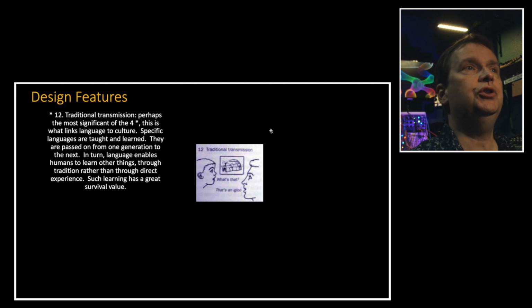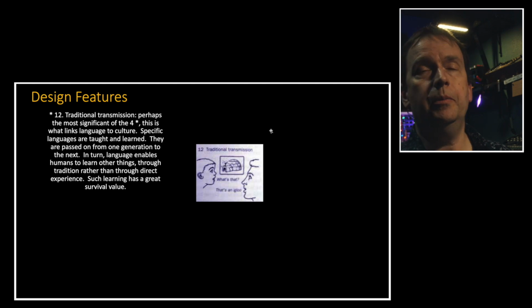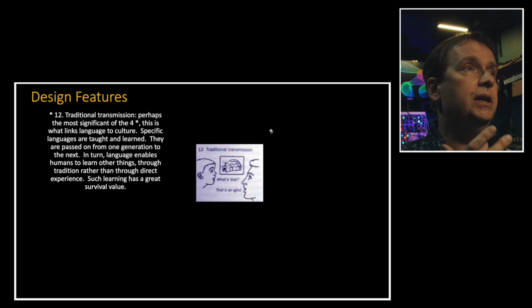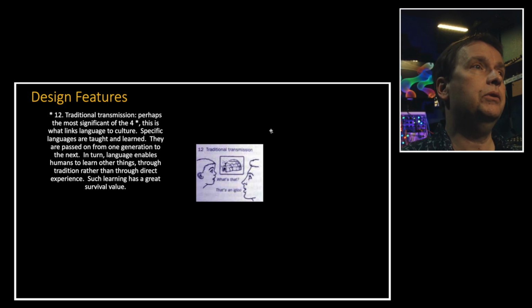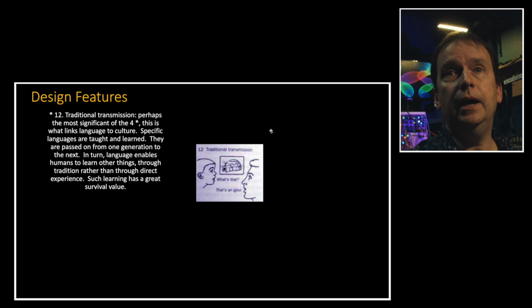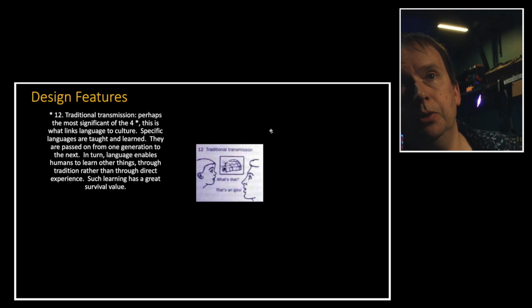Traditional transmission. This is maybe the most significant of these last four. Specific languages are taught and learned. They're passed on from one generation to another. In turn, languages enable humans to learn other things through tradition rather than direct experience. Such learning has a great survival value. So you can learn something like, if you take, let's say, a manual to something, I can go through this manual, read it all, and learn whatever it is that it's teaching me, and I don't actually have to maybe go and talk to a professional or an expert.